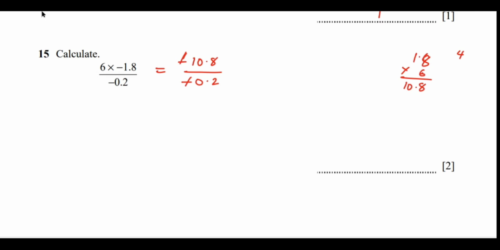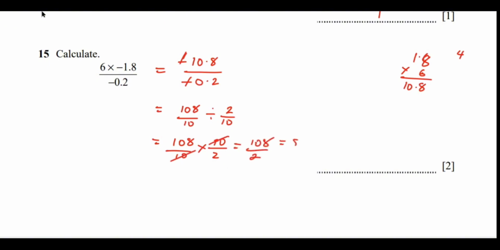I can write this in fraction. So this is 108 over 10 divided by 2 over 10. Okay, because 2 over 10 is something with 0.2. So when you put that, you have 108 over 10 times 10 over 2. So 10 will go, 108 over 2. That will give us 54. So our answer here is 54.